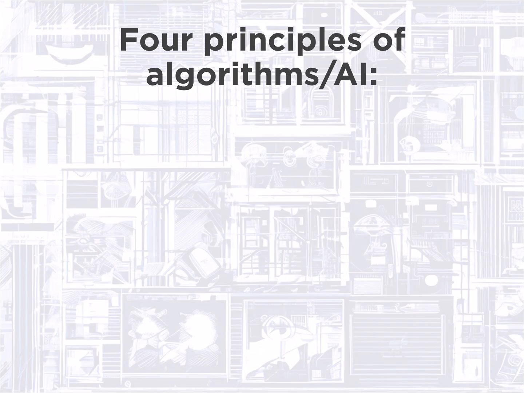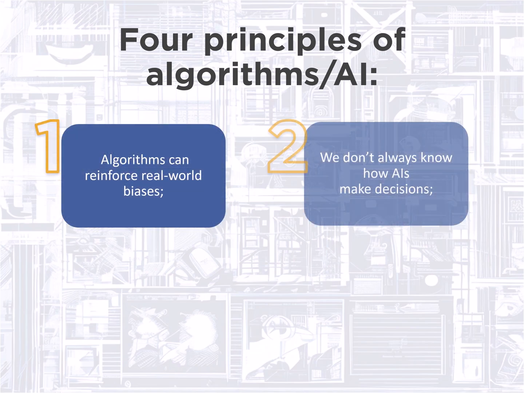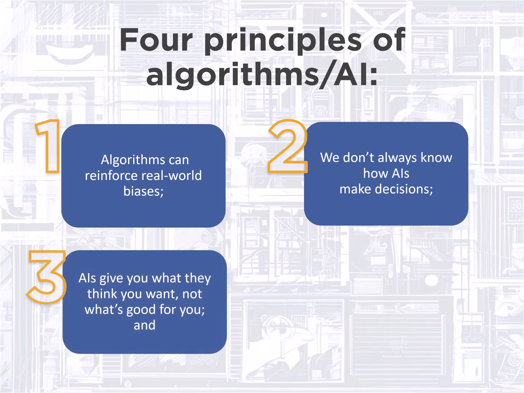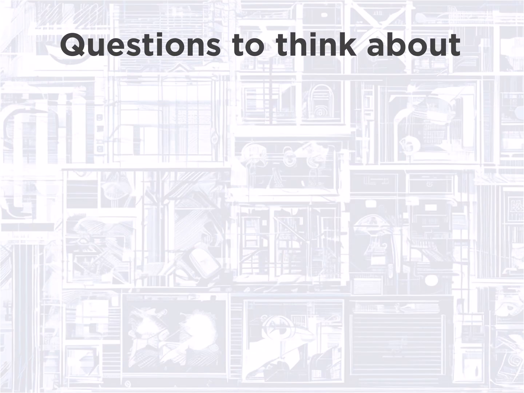Now that we understand algorithms and AI a little better, let's go back to the 4 principles we covered. Algorithms can reinforce real-world biases. We don't always know how AIs make decisions. AIs give you what they think you want, not what's good for you. And AI makes decisions based on what it thinks it knows about you. Keeping those in mind, here are a few questions to consider.